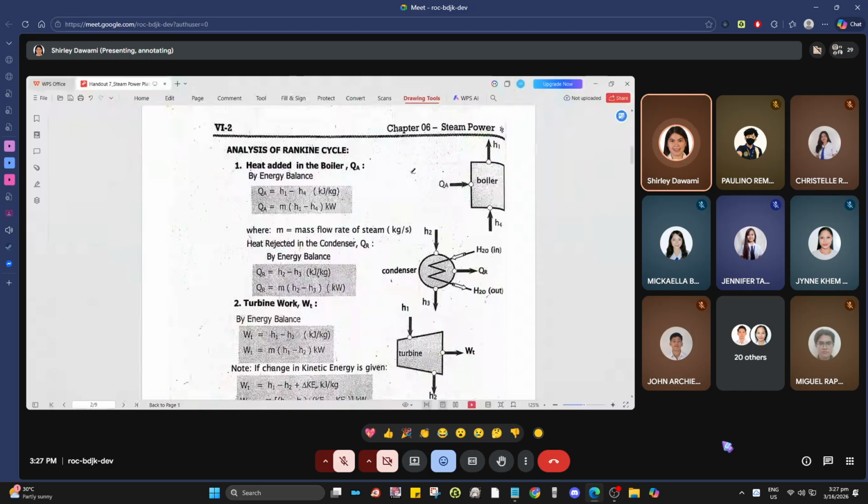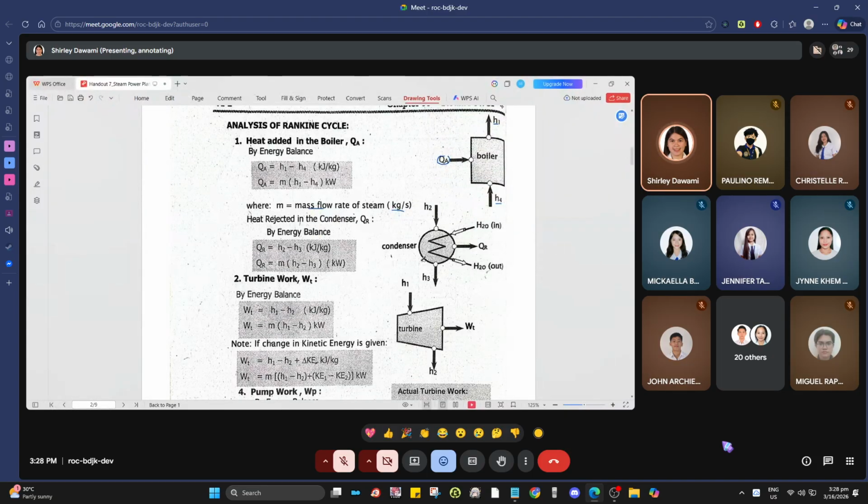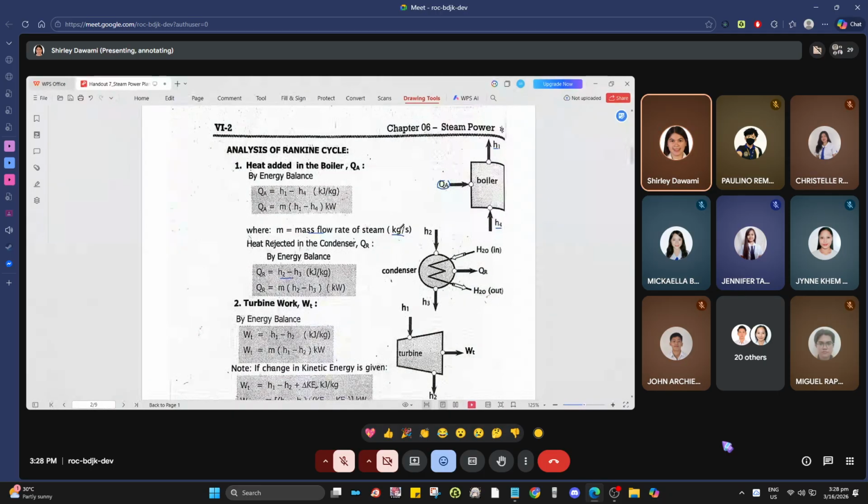For the analysis of the Rankine cycle, the heat added in the boiler, QA, is H1 minus H4. If a mass is given, then multiply by the mass, where m is the mass flow rate of steam in kilograms per second. For the heat rejected in the condenser, QR, that is H2 minus H3. Since the steam comes from the boiler at H1, it enters the turbine, so it drops from H1.